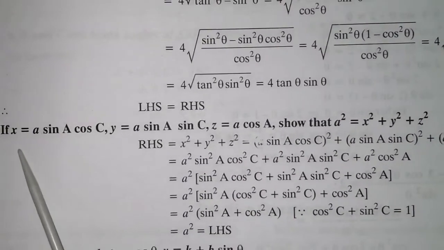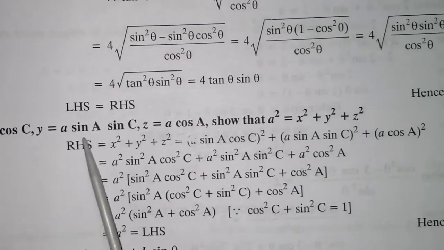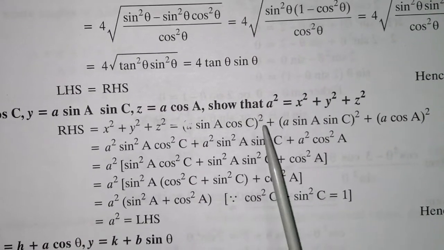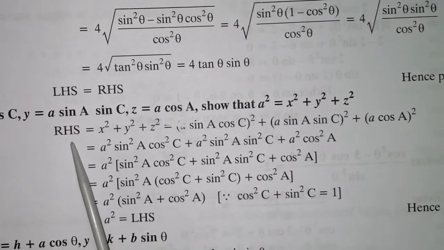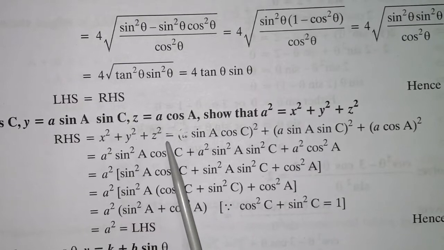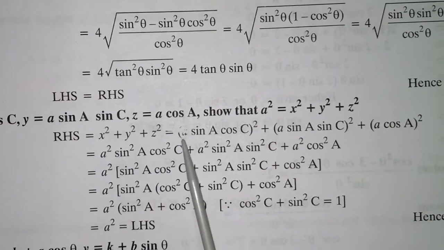So the last question for today is, if x is equal to a sine a cos c, y is equal to a sine a sine c, z is equal to a cos a, show that a square is equal to x square plus y square plus z square. So I'm starting with the left hand side, x square plus y square plus z square. Put the values of x, y and z. This is a here, a bit of misprint.